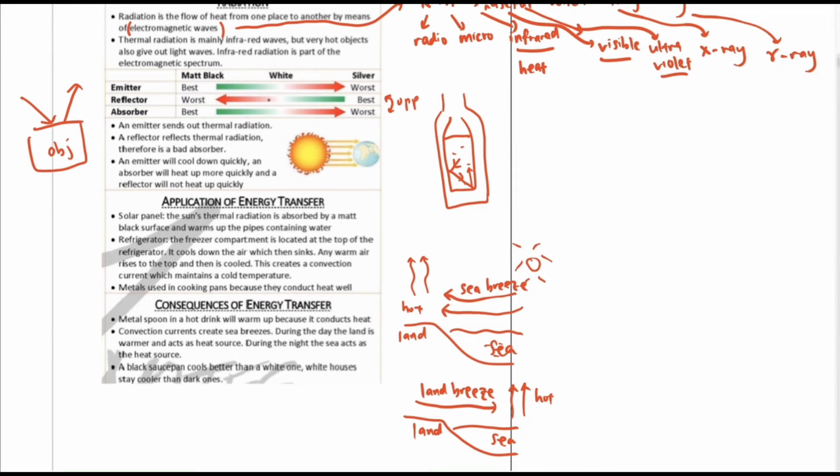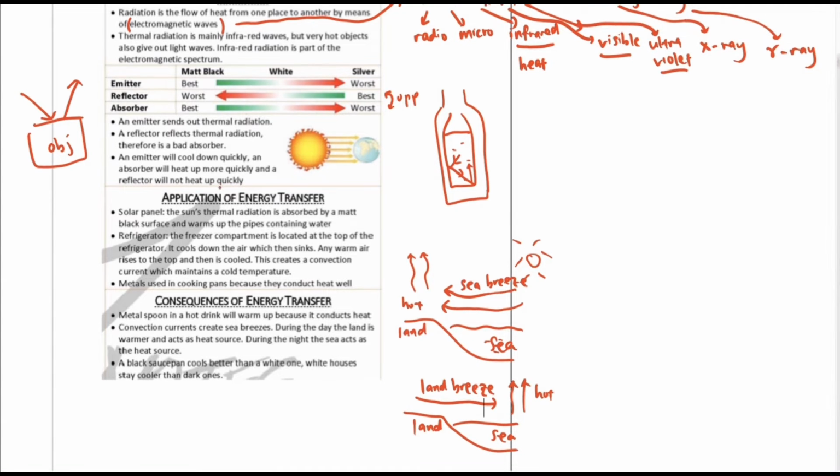So what happens is white or silver is the best reflector. So they reflect the heat from the sunlight, and then the house remains cold. If you paint your house black, maybe you will regret it because during the daytime it becomes very hot. It's the best absorber.